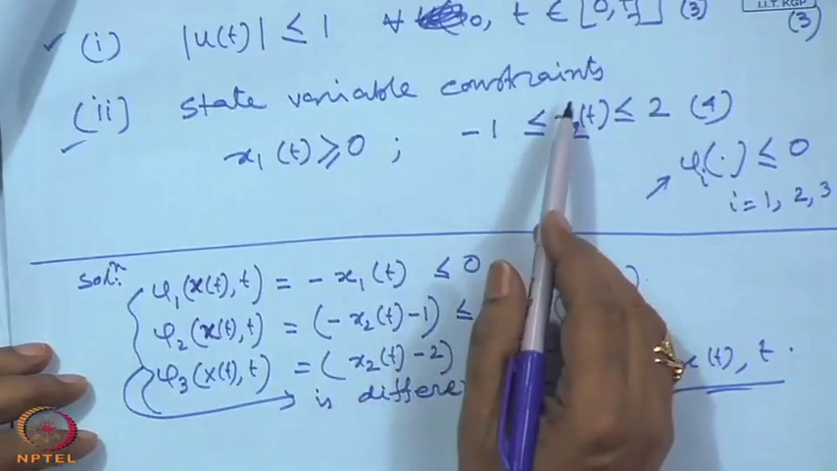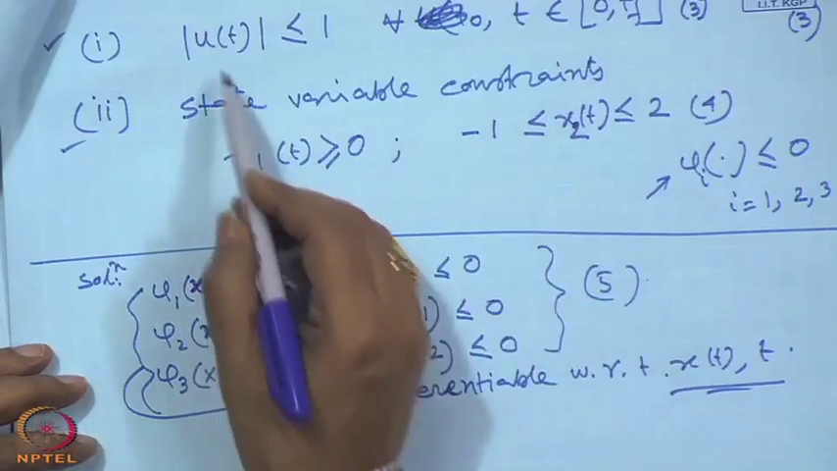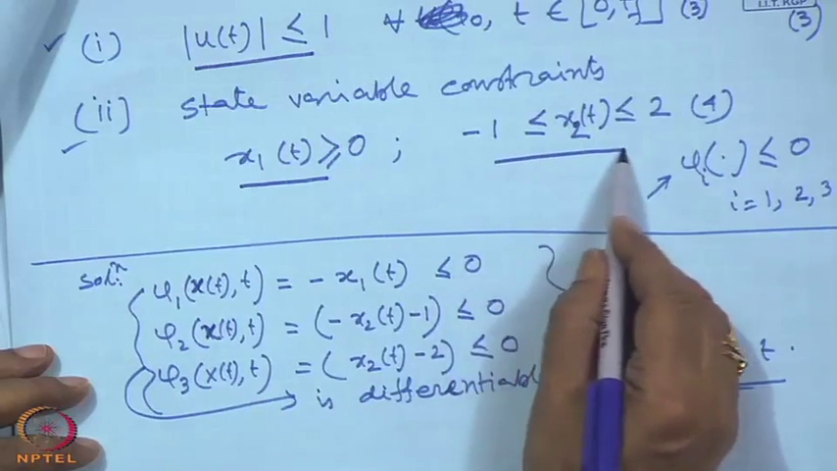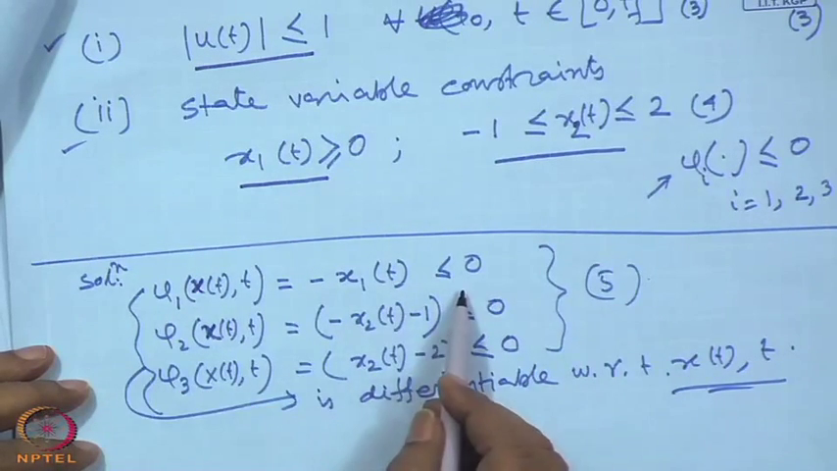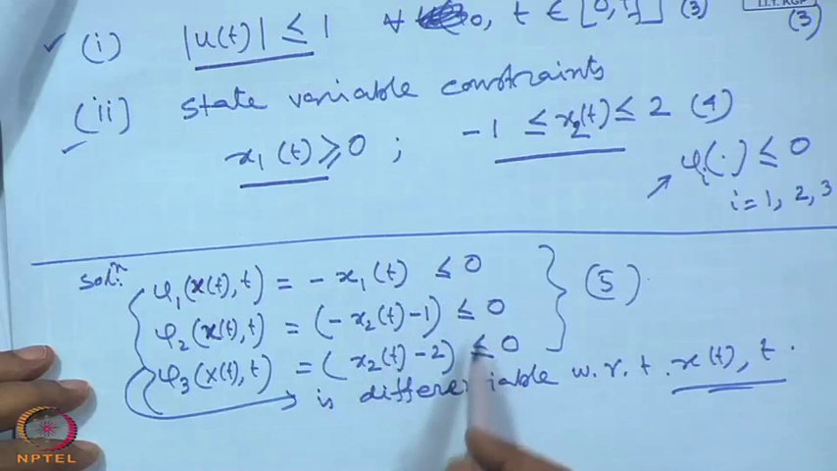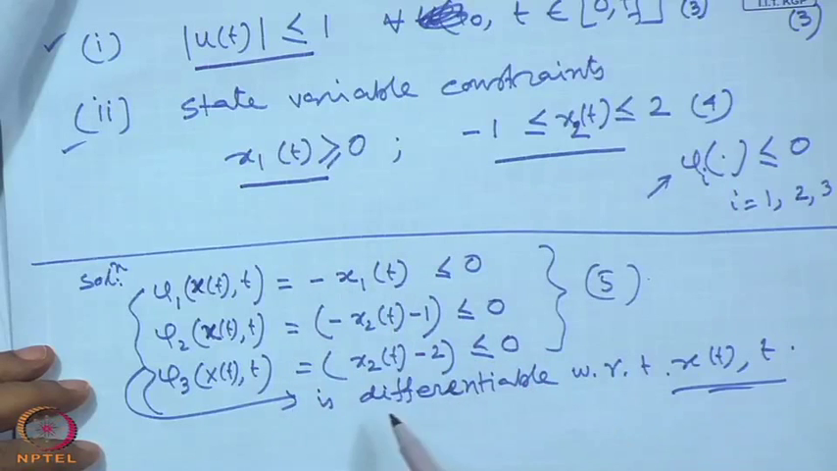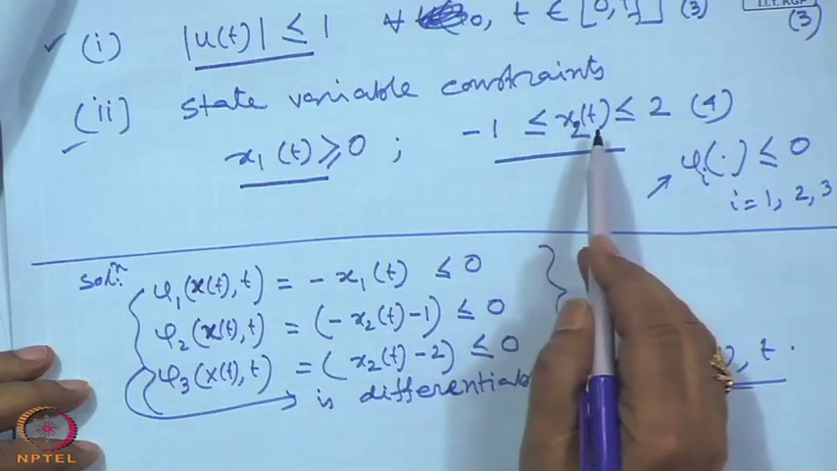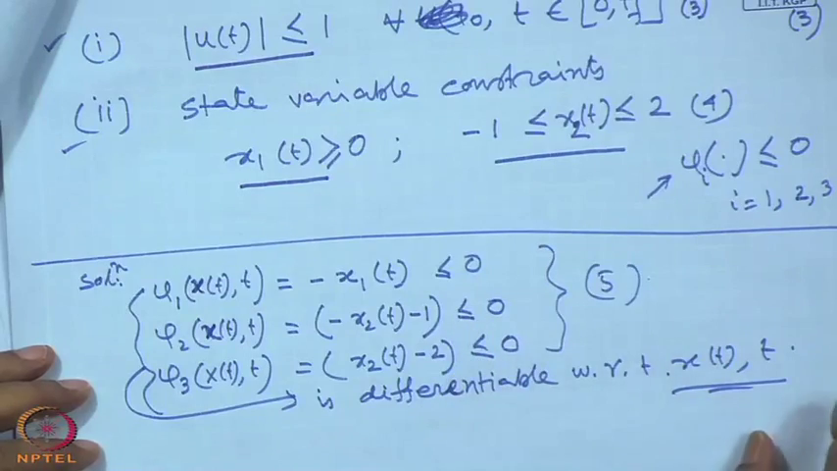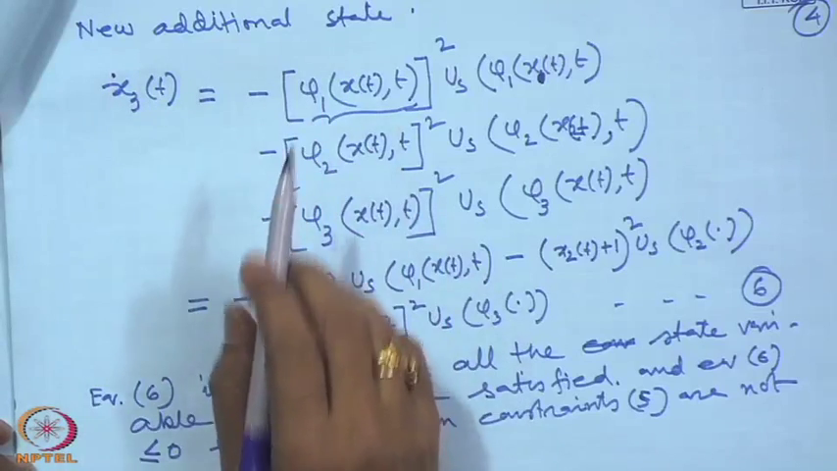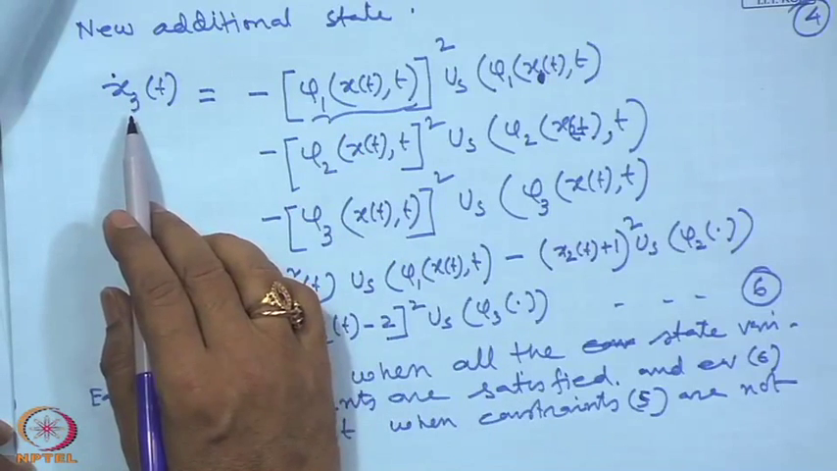So, what we did is this. In the constrained optimization problem, we have a constraint on the input side and a constraint on the state, x1 and x2, which we have written in less-than-or-equal-to form. These two constraints in turn give us three inequalities. From here we get two inequality conditions less than or equal to 0, and we assume x of t is differentiable with time.